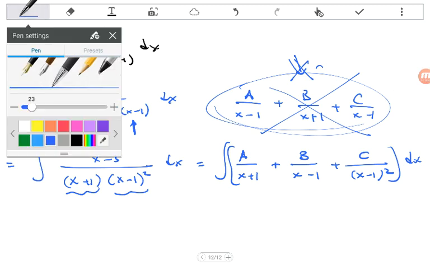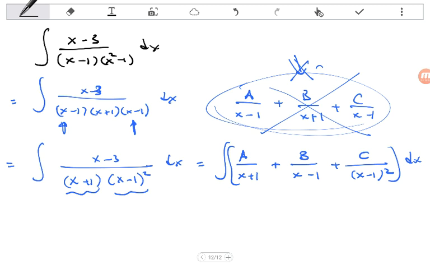Now which of these constants can be found by covering? Yes, a and c by covering. Only one constant remains to find, which is b. How would I find it? By substituting in both sides some value. What value would I use here? 0, yes. I find b by substituting x equals 0.